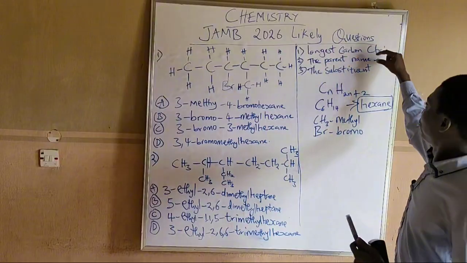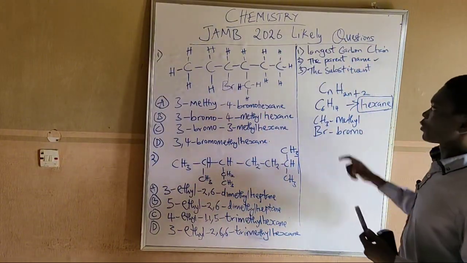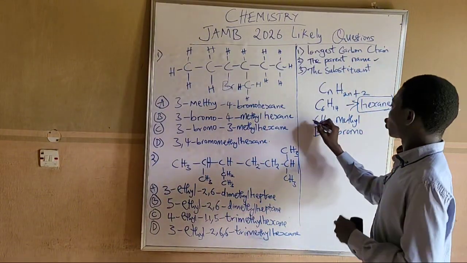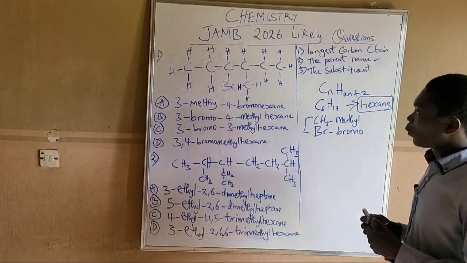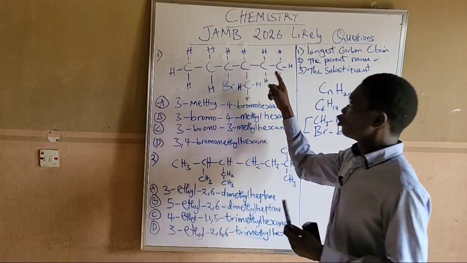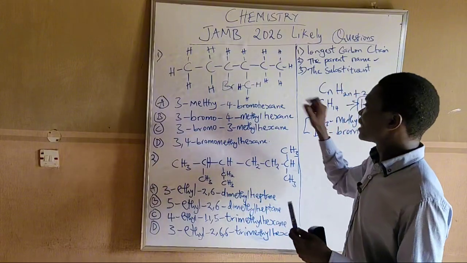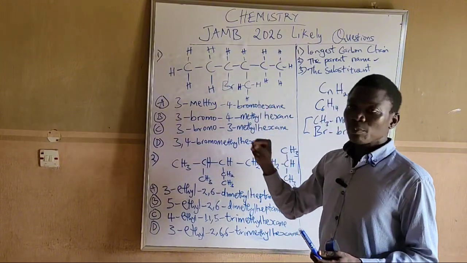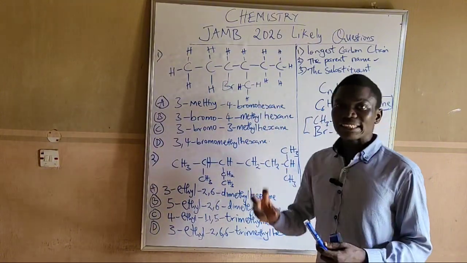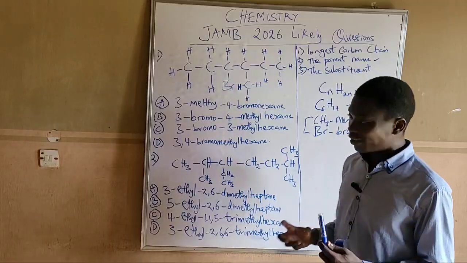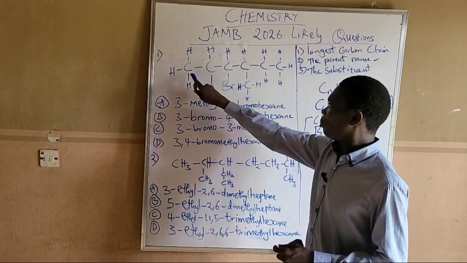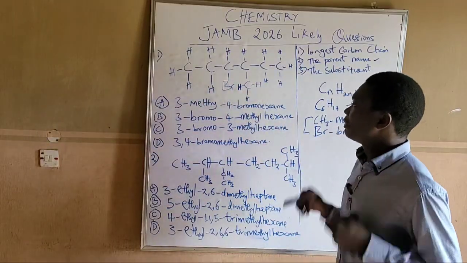Now we have done with the parent name. We have done with the substituents. These are the 2 substituents we have. Now, what determines where to start numbering? The 2 substituents determine it. Please, you need to be very careful at this point. If I start numbering from here or here, it matters.